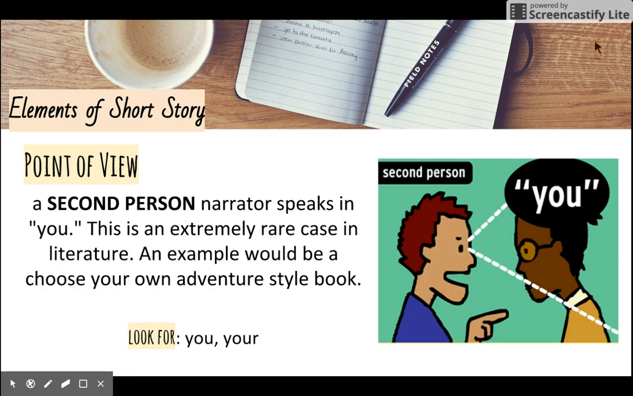The second-person narrative point of view is a second-person narrator speaks in you. So this is an extremely rare case in literature. An example would be a choose-your-own-adventure style book, or anything where you might be told what to do. So you're looking for you and your to indicate a second-person narrative point of view.